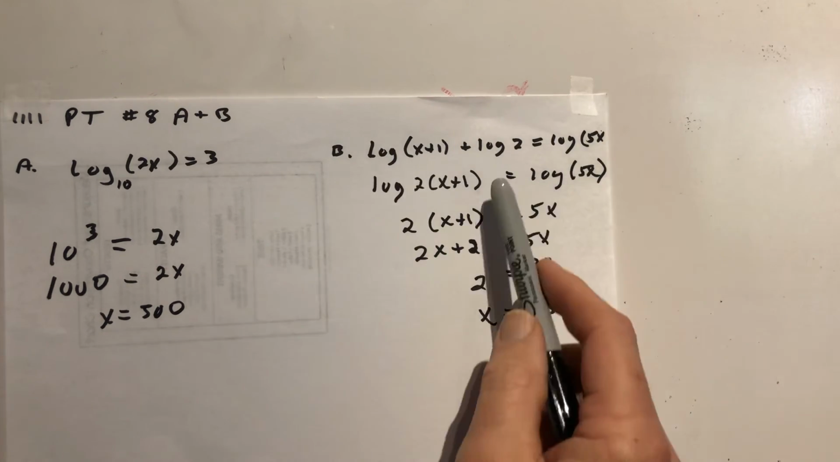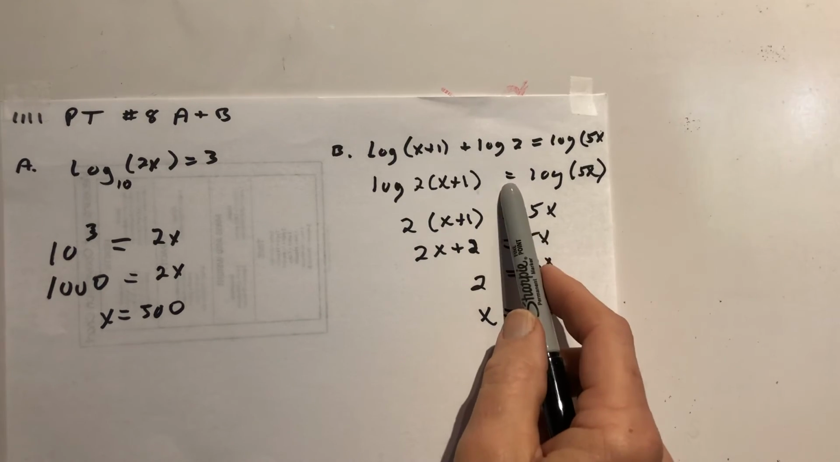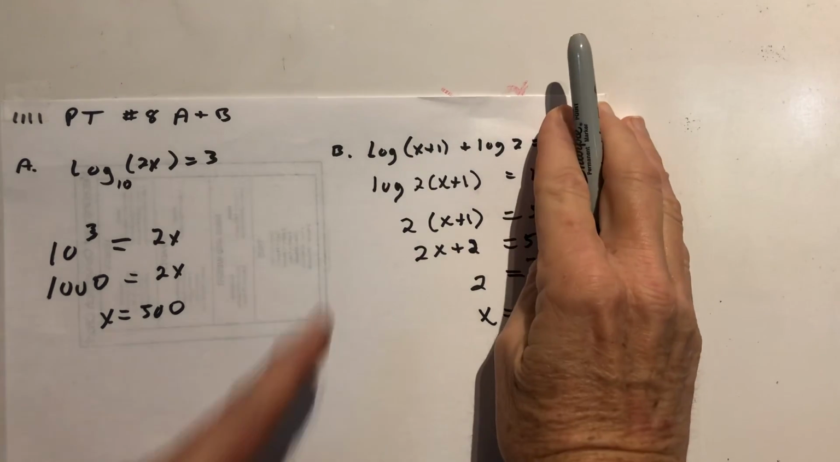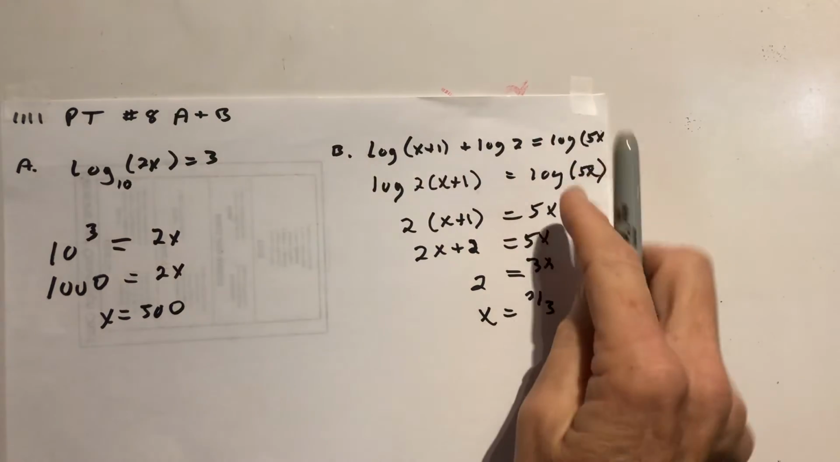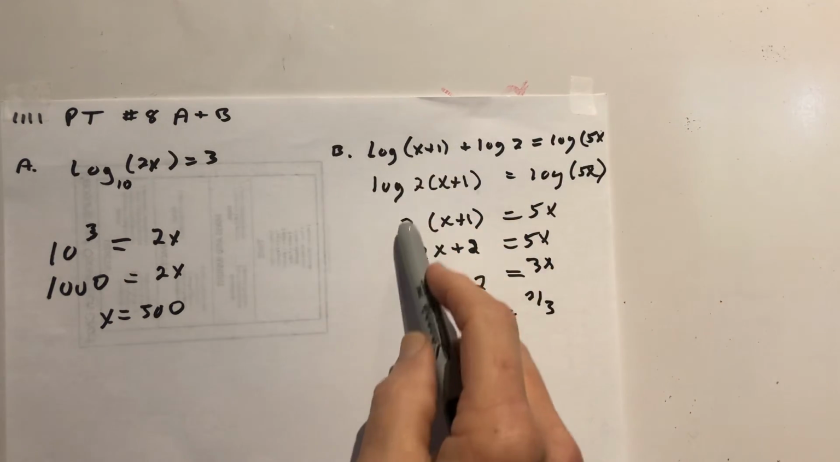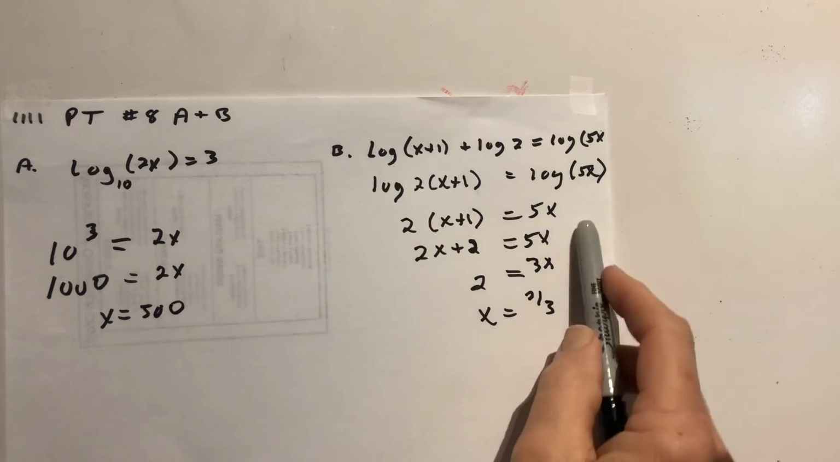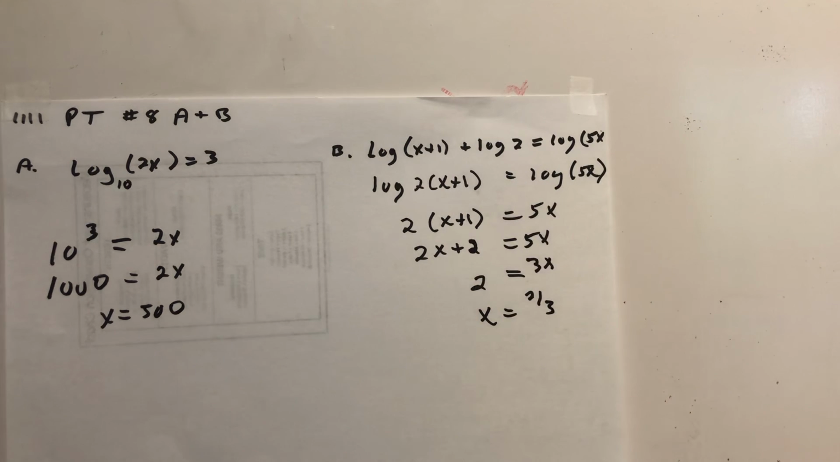And if there's 2 logs, they have to be in equals in the middle. Like, you couldn't drop these 2 logs. There's no equal in the middle. Here, I just dropped the logs and left it 2 times that and the 5x. All right, next one will be parts C and D.